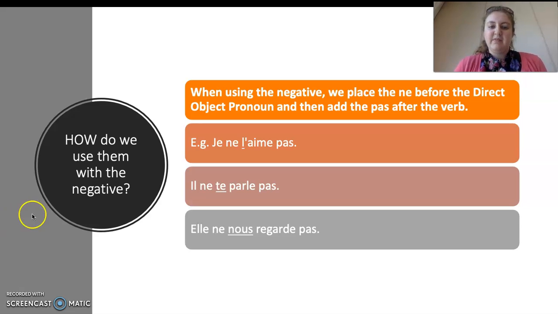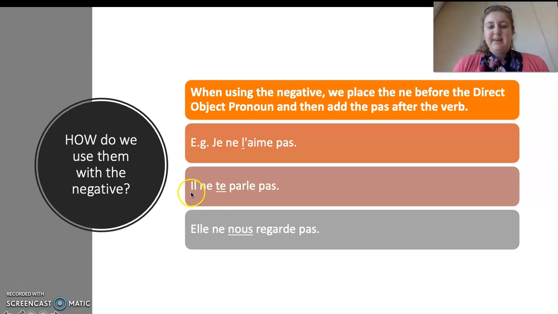We will have our subject, je. After the subject, we always need to have our ne. That's the first indicator that the sentence is going to be negative. After the ne, we will have our direct object pronoun. In this case, I've done l' because our verb starts with a vowel. So, je ne l'aime, and then finishing off with the pas. Je ne l'aime pas. I do not like it, I do not like him, for example.